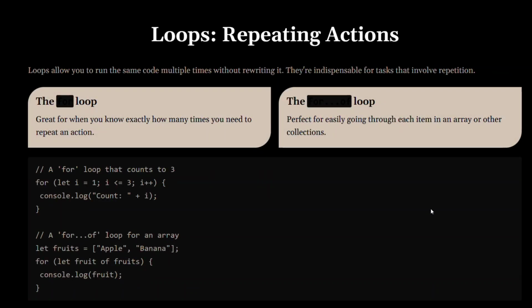Loops. Loops are repeating actions. There are some loops like the for loop and the for-of loop. The for loop is great when you know how many times it needs to repeat. The for-of loop is perfect for going through each item in an array, easily going through collections.